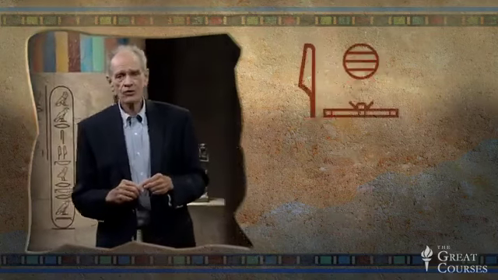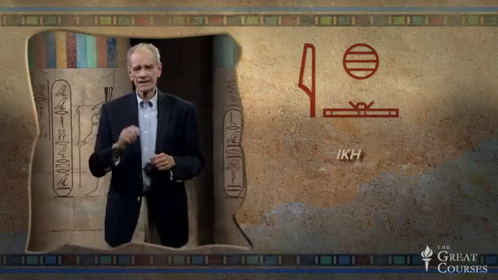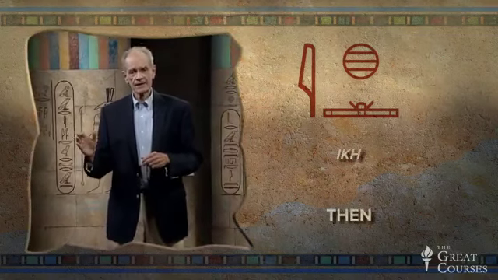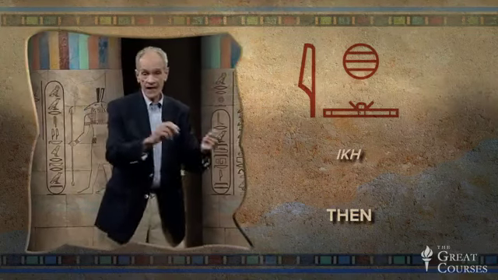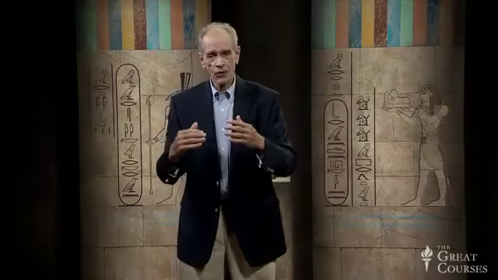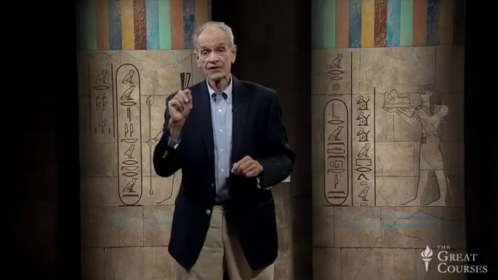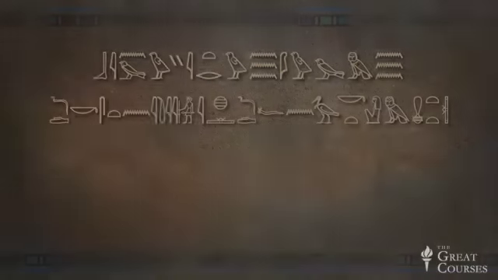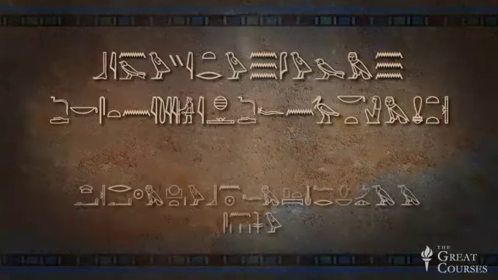Next, how would you pronounce this? Yes, ich. It means then, and it's quite a useful word showing causation. If one thing happens, then something else. Now, to reinforce everything we've learned, let me give you a couple of hieroglyphs to English sentences for homework. This one first. And then try this one.